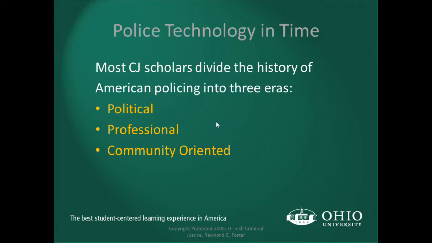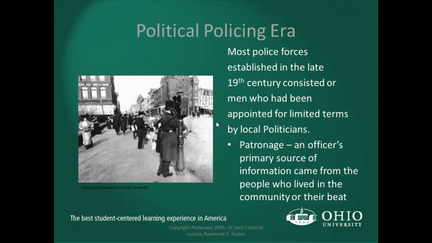Most criminal justice scholars divide the history of American policing into 3 eras. They are the political era, the professional era, and the community-oriented era. The political era.